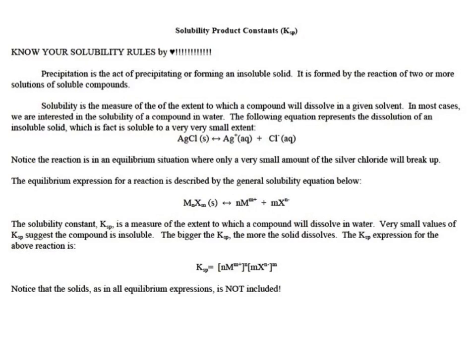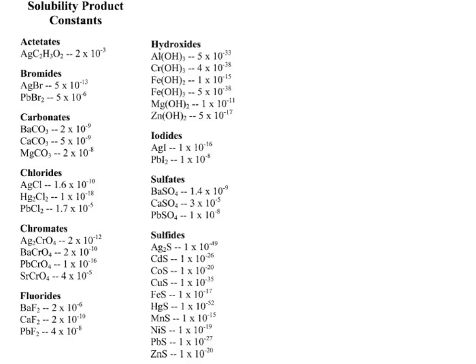So the big thing is we're going to take our solid and break it up into its two ions. Okay? And we're going to put it into a RICE table and then do some calculations with it. You see here you have a bunch of solubility or Ksp constants. If you look at those, what can we say about those Ks? They're small. Very, very tiny, right? Really small. What's the smallest one there?